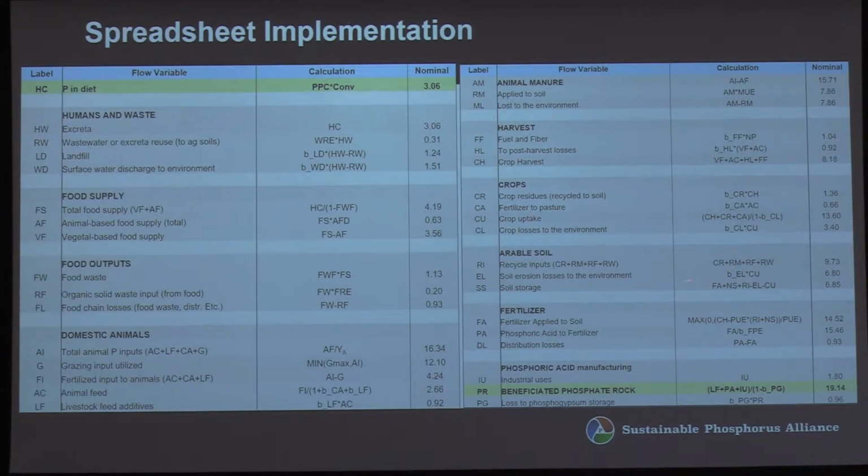You do a balance around the soil. We can see some of these other parameters coming in. Here's where phosphorus use efficiency comes in when we're calculating the amount of fertilizer we need. Then we get fertilizer manufacturing, and then you finally come up with the bottom line. There it is. Amount of beneficiated phosphate rock that ultimately comes from those assumptions and this phosphorus in the diet.